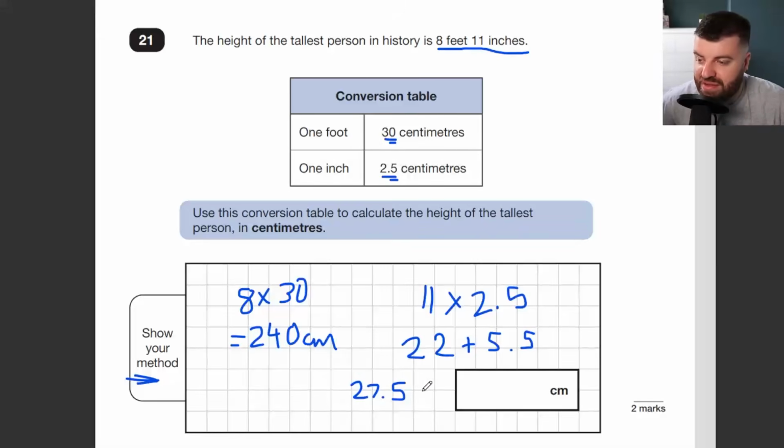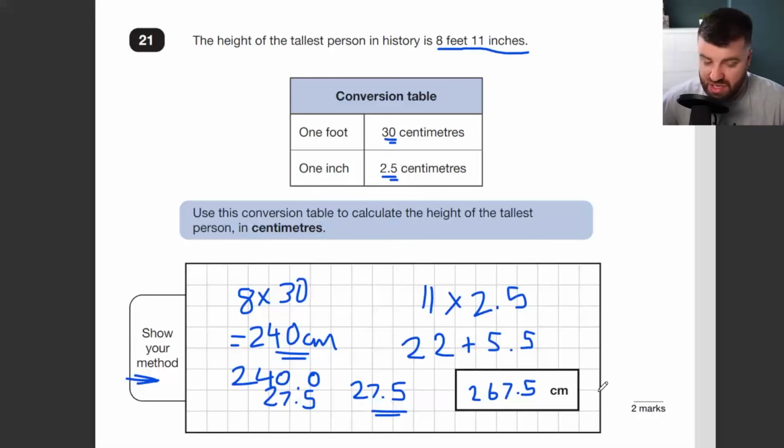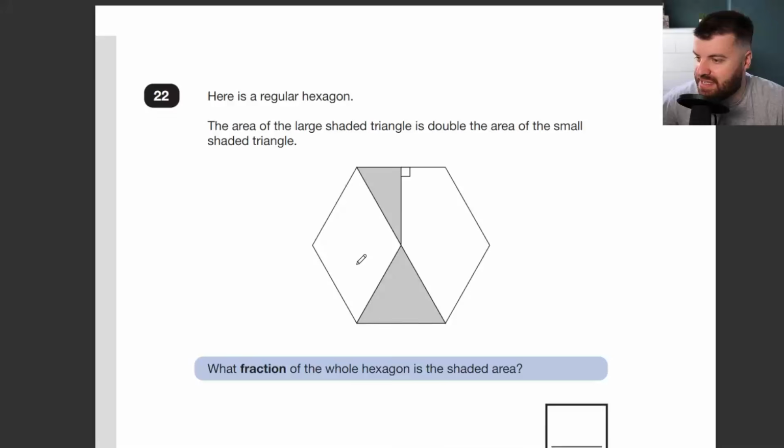But we've also got to now combine this amount and this amount. So 240 plus 27.5. And we can put a placeholder in here if we want to. And we get 0.5 at the end, 7 in the ones, 6 in the tens, 2 in the hundreds. That is one tall guy, 267.5 centimeters.